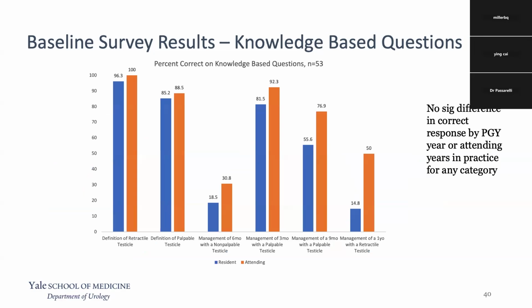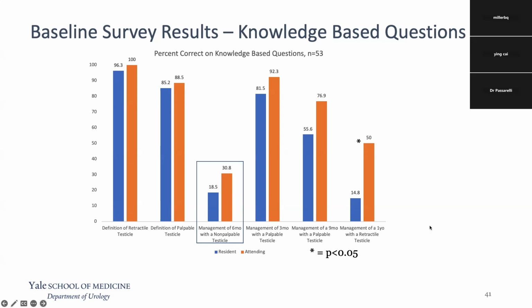They were given board-style knowledge-based questions on different scenarios on how to take care of patients with an undescended testicle. For example, what the definition of a retractile testicle is versus a palpable testicle, how to manage a 3-month-old with a palpable testicle, et cetera. There was no significant difference in correct response by PGY year or attending year in practice for any category.